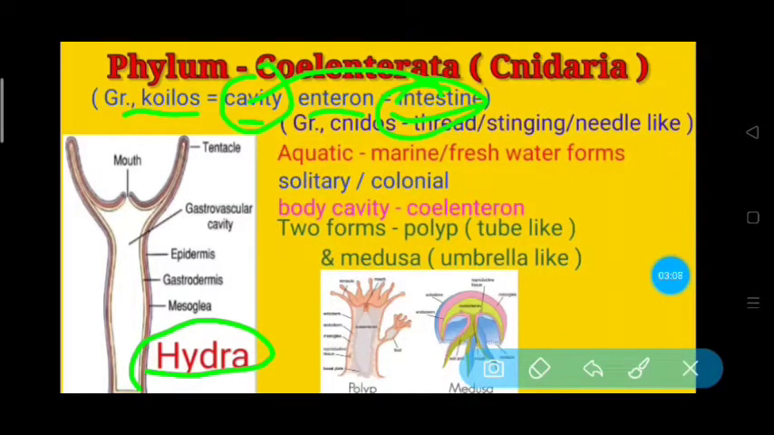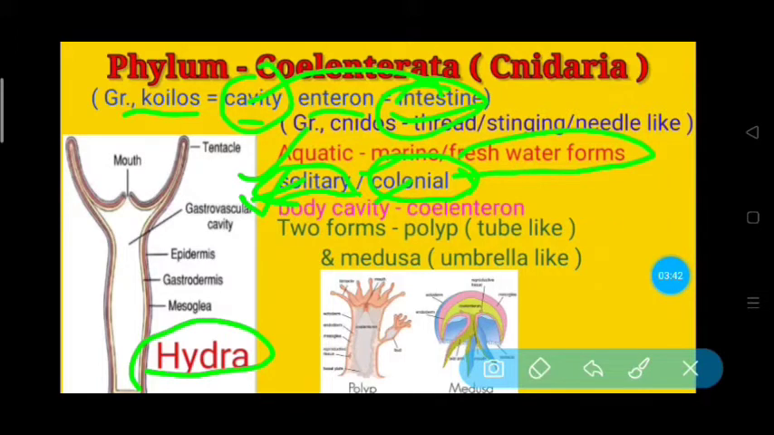In this, the animals are aquatic, some are marine and some are freshwater forms. Marine water means sea water and freshwater means river water. The animals are solitary or colonial. Solitary means some organisms living freely, independently. So these are called solitary, and some organisms live in a group or form a colony. So these kinds of organisms are called colonial animals.